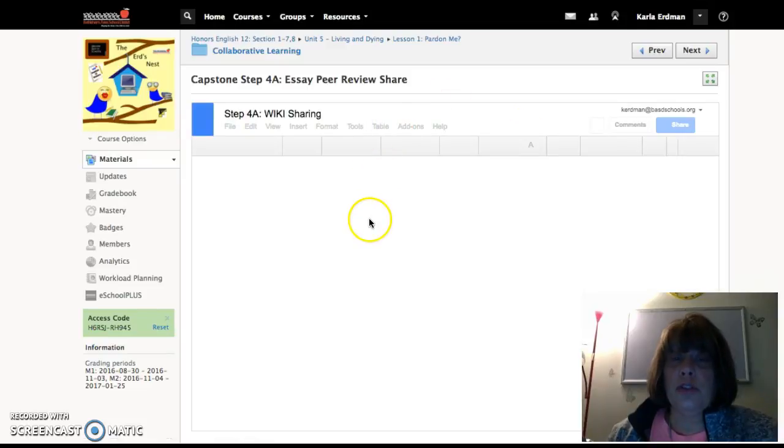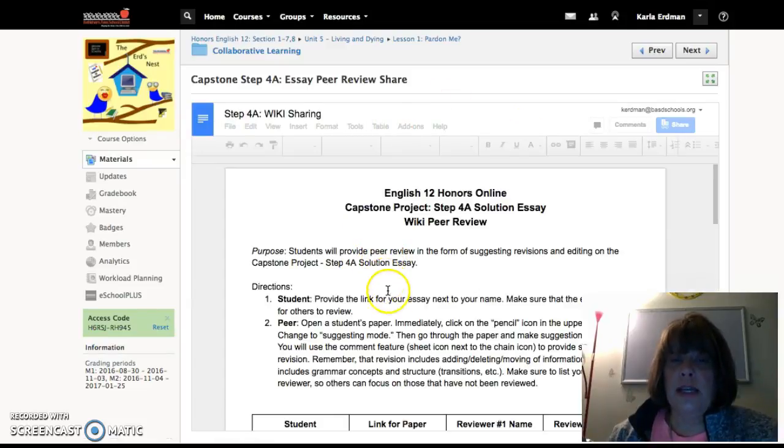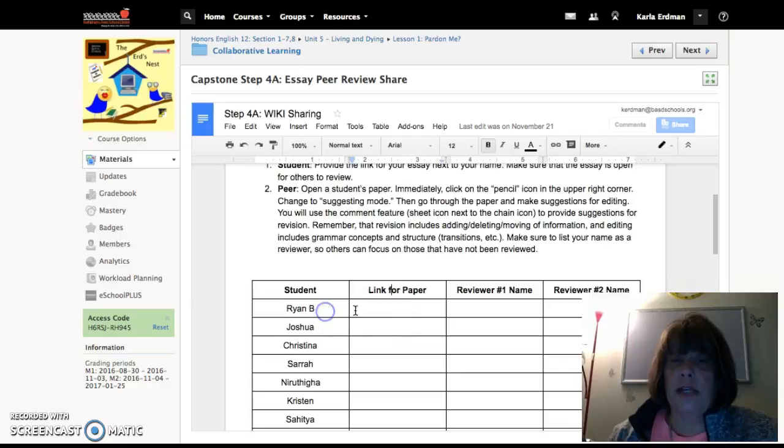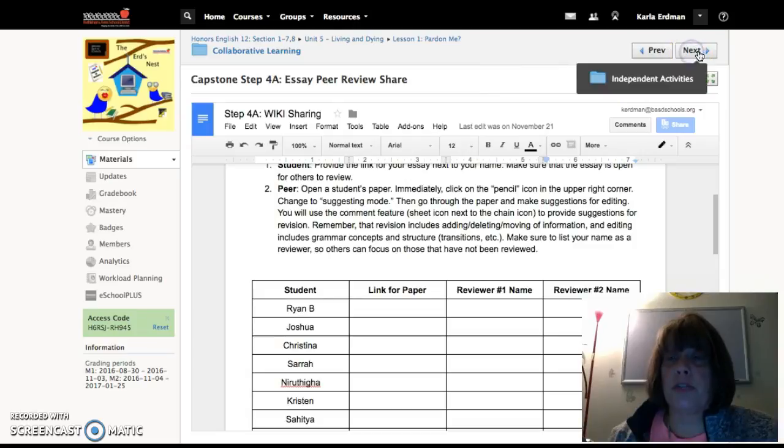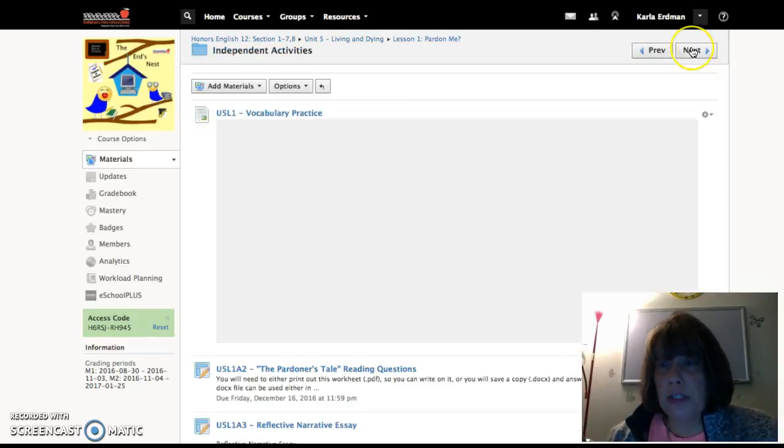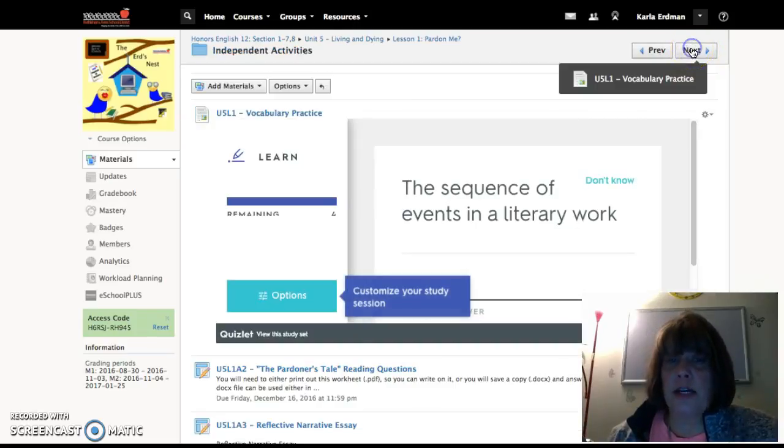Here's where you will share your capstone essay. It does have your name, link for your paper, and then 2 reviewers. You can either put the comments directly in the person's paper, or you can put some comments on the discussion board. Regardless, you need to post in both places so people know where they're supposed to receive information. Again, following directions for this is going to definitely help.